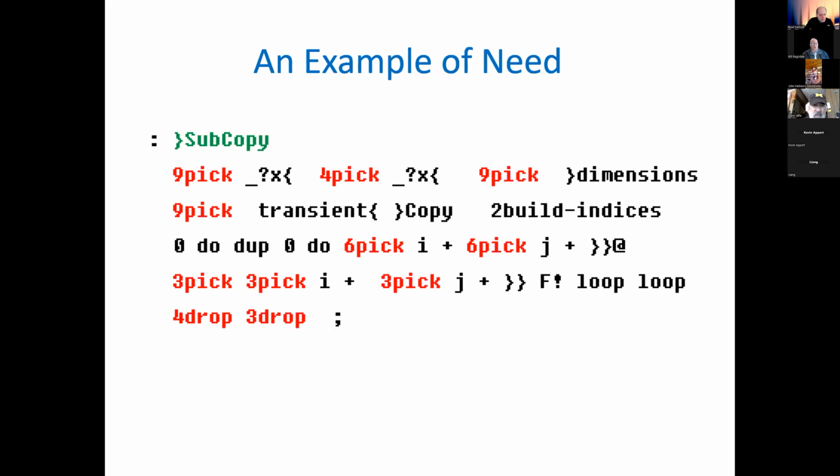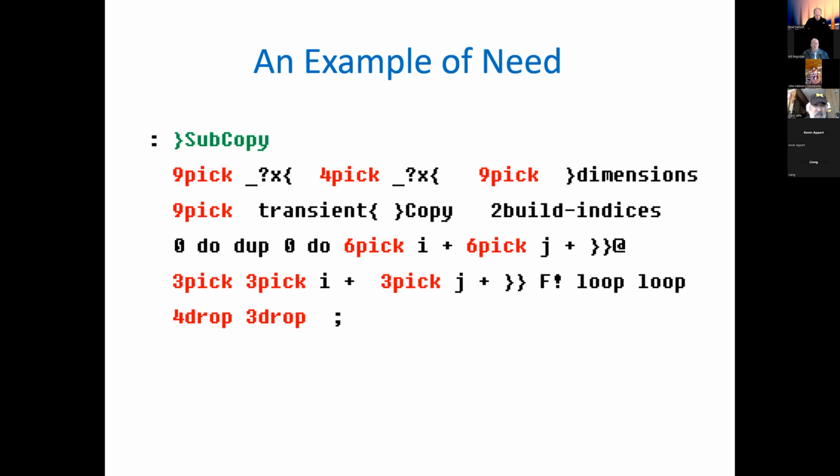So he added that in too. So here's an example of need. This is a matrix, submatrix copying a submatrix from one to another. And I've outlined the deep stack here. We see things that are 9 deep, 4 deep, 6 deep, 3 deep in the stack. At the end of this routine, there are 7 things remaining on the stack. So we do a 4 drop and a 3 drop at the end to clean up the stack.